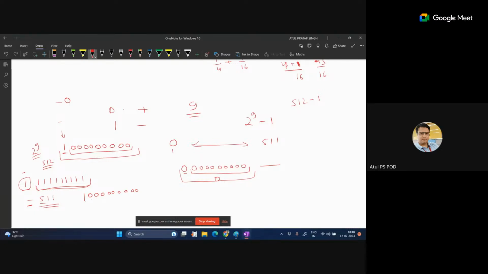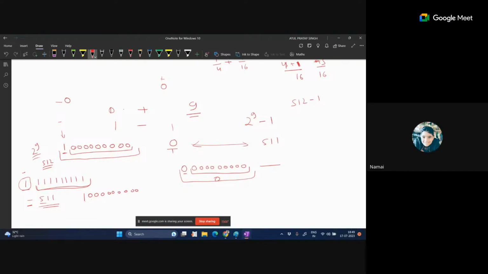In 2's complement representation, we represent 0 only one time, with the 0 sign, the positive sign. We do not represent 0 with the negative sign. So we can take one more extra value on the negative side.